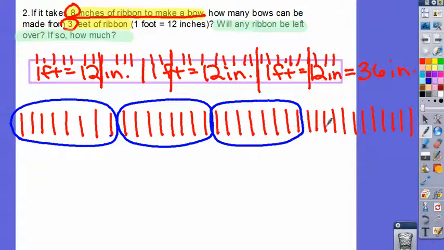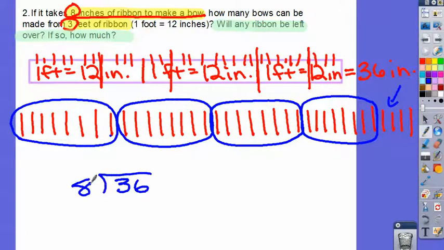1, 2, 3, 4, 5, 6, 7, 8. And then over here, I've got 4 left over. So when we're doing our math here, we're seeing 36 divided by 8. And it went in there 8, 16, 24, 32, or 4 times. 8 times 4 was 32. And so when I was done, I had 4 here.